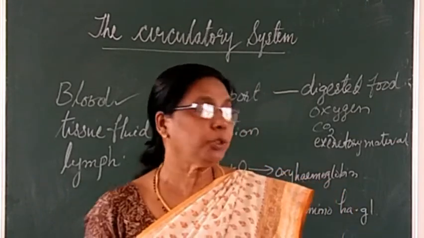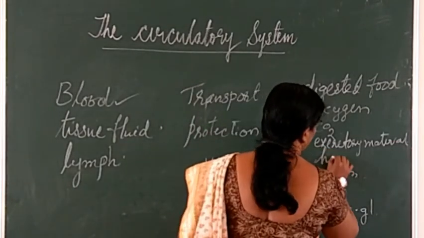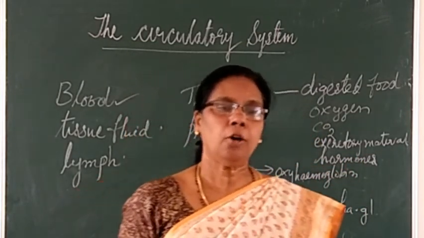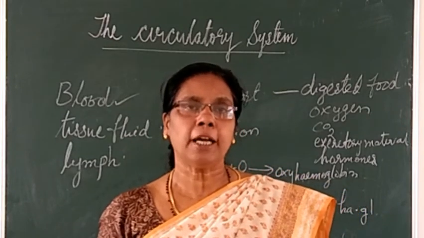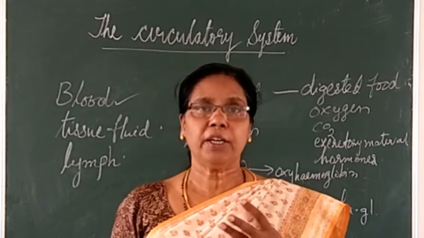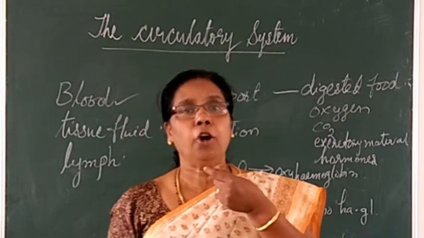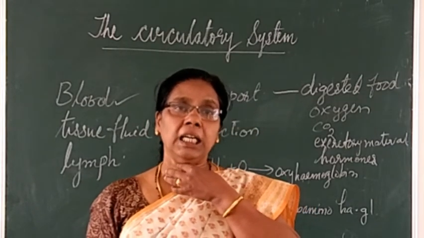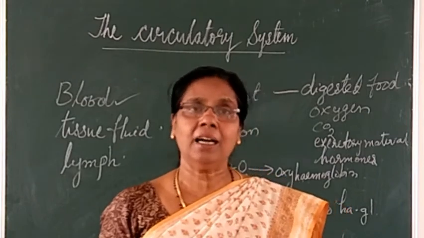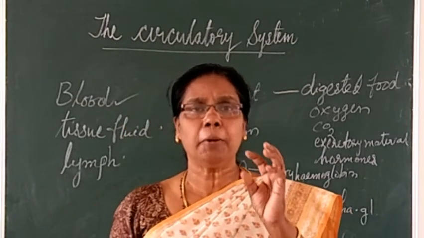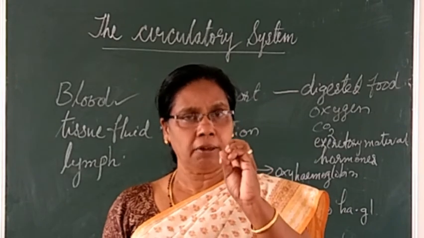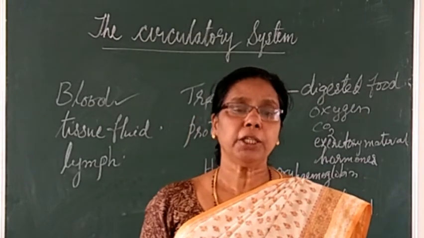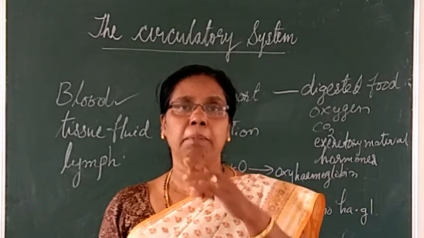Next is distribution of hormones. Different hormones are produced, and later you will study them. For example, the pituitary hormone, produced at the base of the brain, thyroxine from the thyroid gland in the neck region, and the adrenal gland. Different glands produce different hormones which are necessary for the proper functioning of our body. This distribution of hormones is also done by blood only.